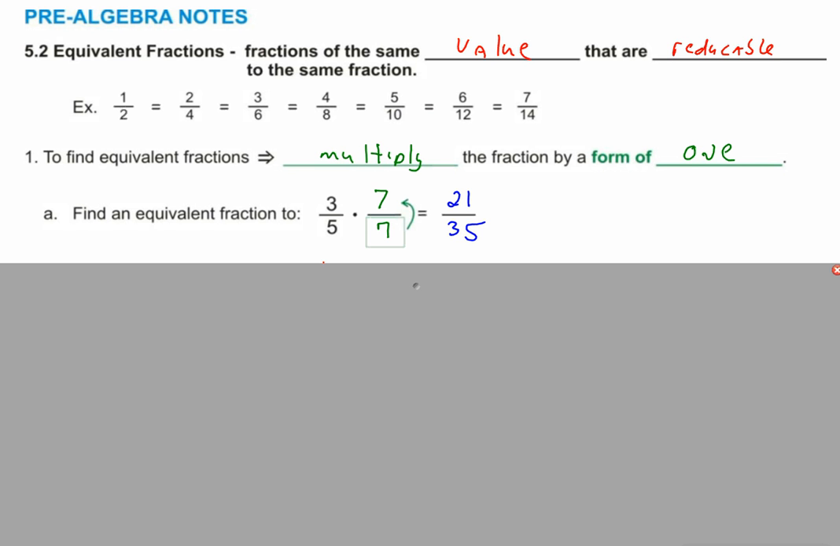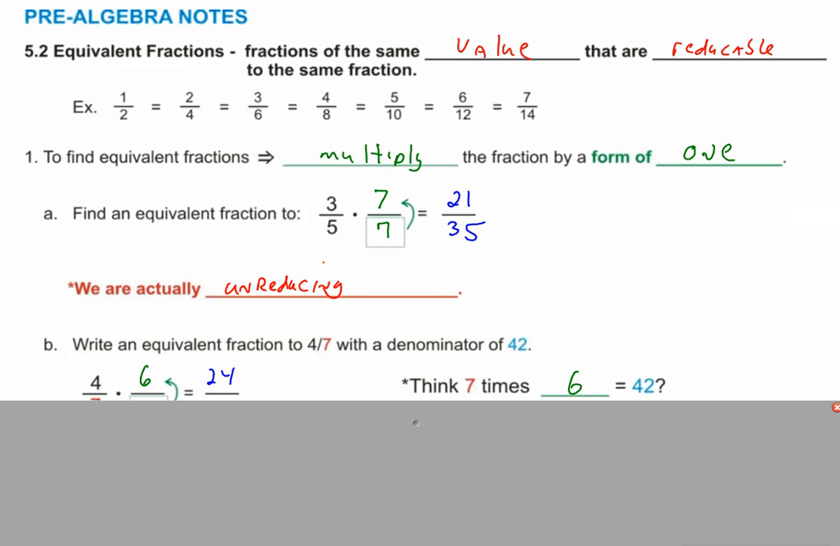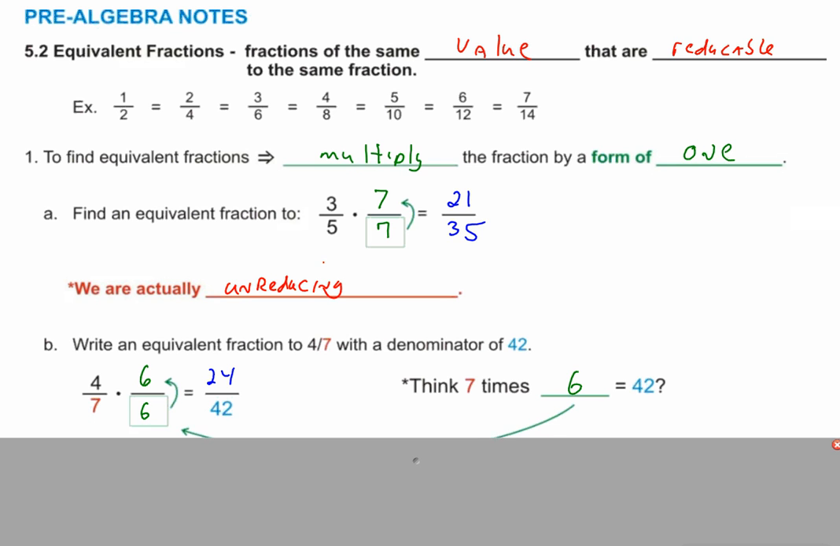So if we wanted to take 3/5 and make an equivalent fraction, I chose the 7. Whatever I did to the bottom, I did the same thing at the top. And we end up with 21/35, right? And we went through that. So we're actually unreducing, and that's the key.